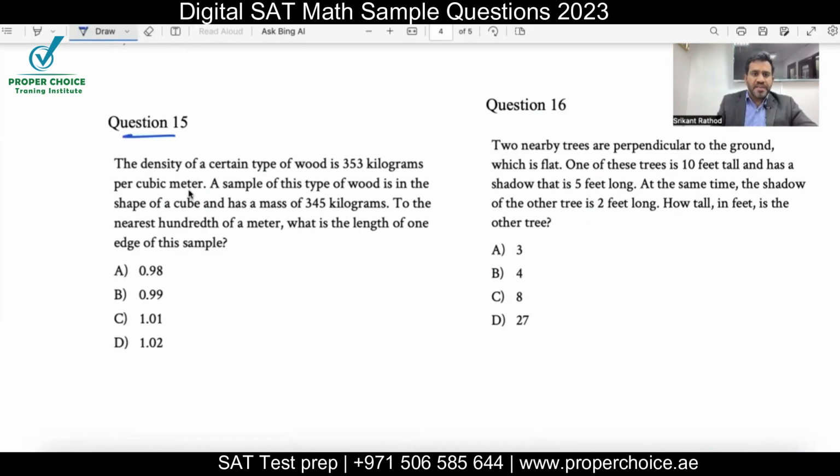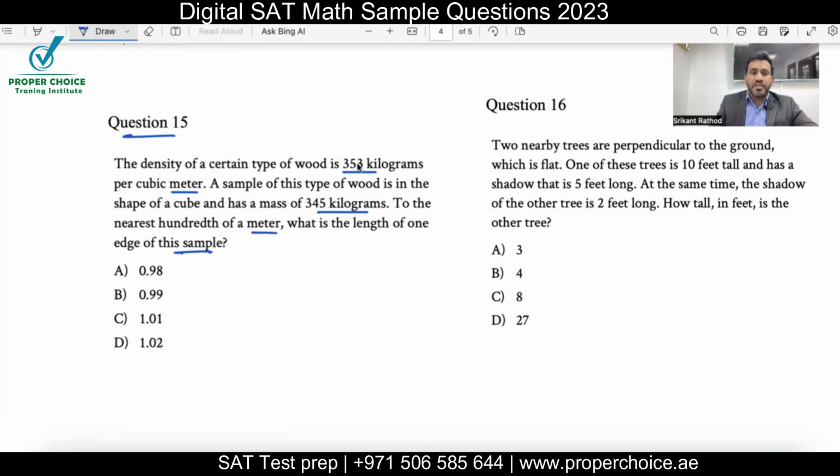Question number 15 says the density of a certain type of wood is 353 kilograms per cubic meter. A sample of this type of wood is in the shape of a cube and has a mass of 345 kilograms. To the nearest hundredths of a meter, what is the length of the edge of this sample?